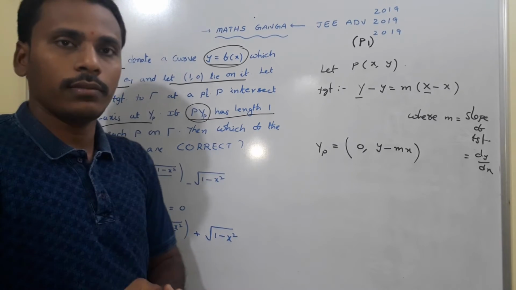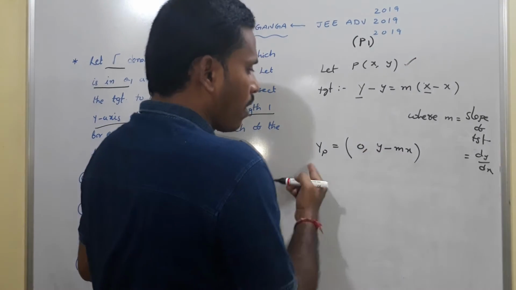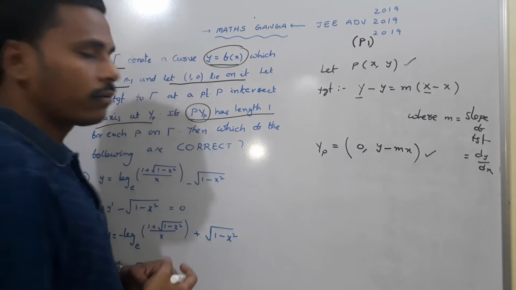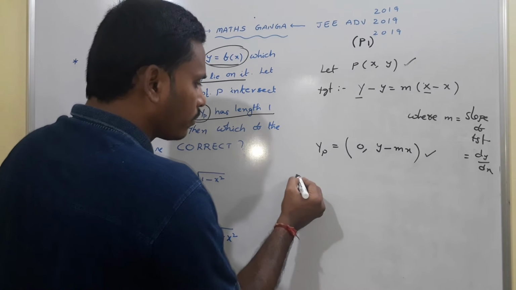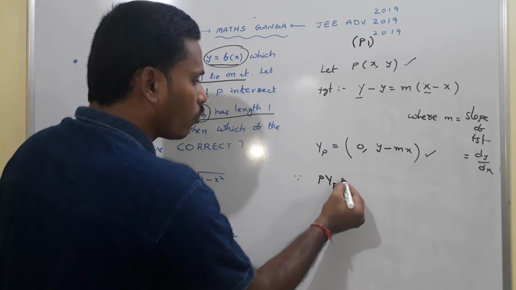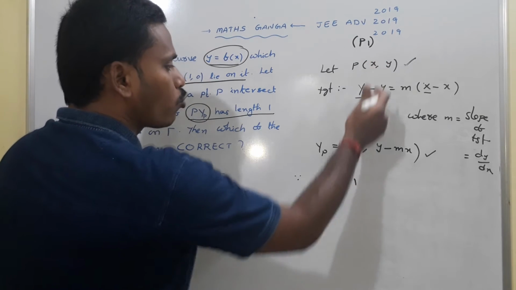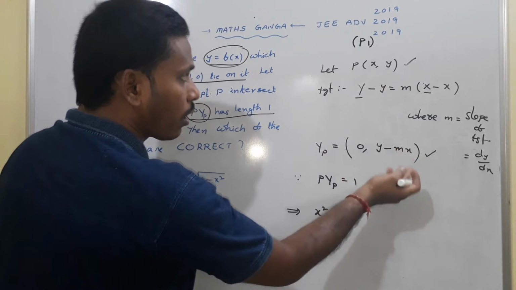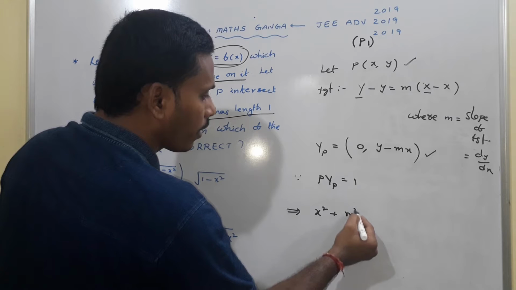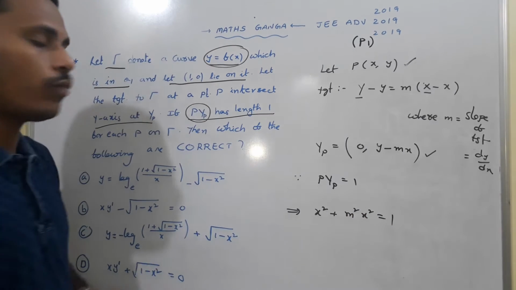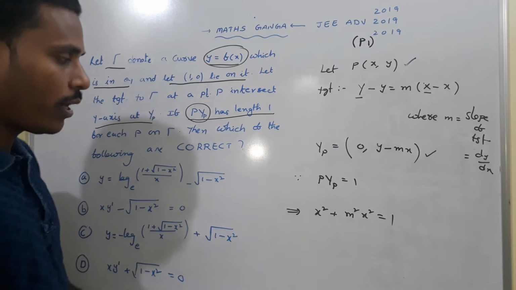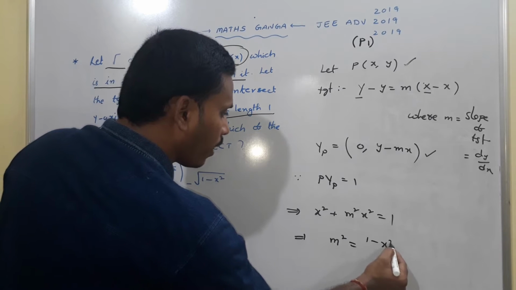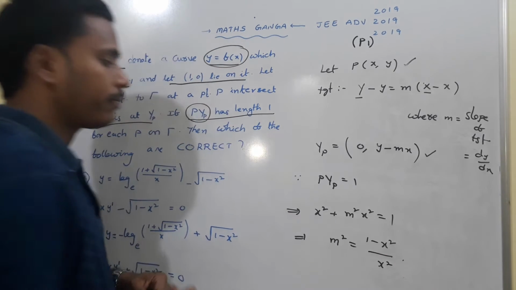The length PYP is 1. P is the point (x, y). YP is the point (0, y minus m x). And the distance between these two is given as 1, and the square of the distance is also 1. So since PYP is equal to 1, I will write (x2 minus x1) whole square plus (y2 minus y1) whole square. Then it will be x square plus m square x square is equal to 1. So from this we have that m square is equal to (1 minus x square) by x square.